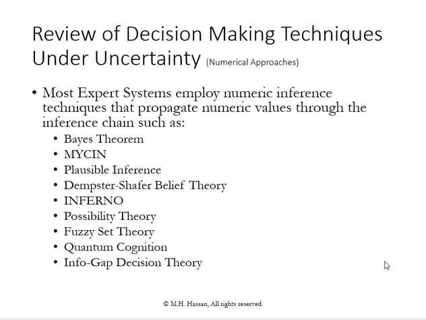Now, decision-making techniques under uncertainty: we have Bayes' theorem, we have MYCIN, which is the medical diagnosis system, possibility inference, Dempster-Shafer theory, INFERNO, possibility theory, fuzzy set theory, quantum cognition, and the info-gap decision theory. We will concentrate on Dempster-Shafer belief theory because it can handle uncertainty very effectively and successfully.